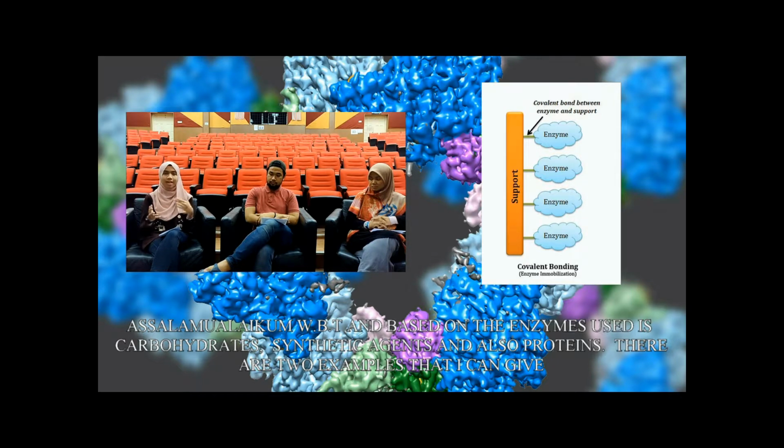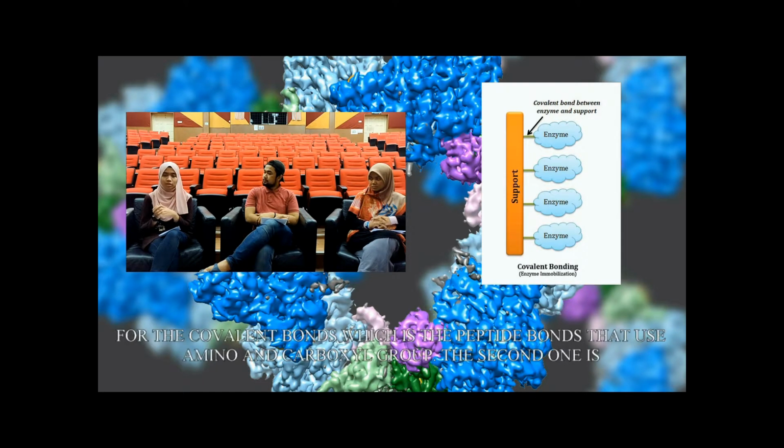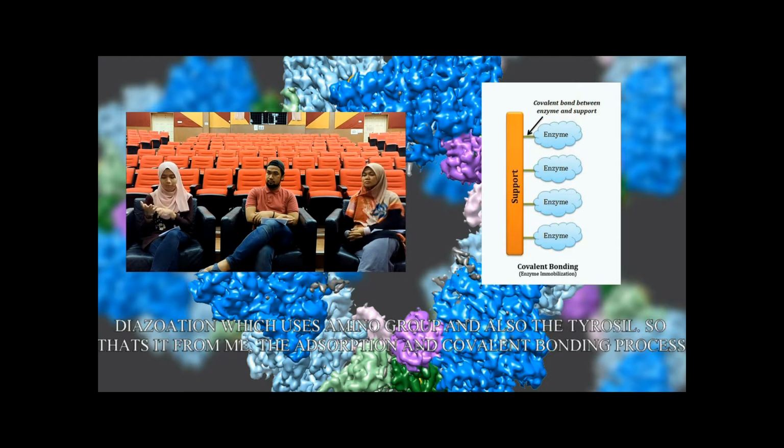There are two examples that I can give for covalent bonds, which are the peptide bond that uses the amino and carboxyl groups on the enzyme, and the second one is diazotization, which uses the amino group and also the tyrosine enzyme.